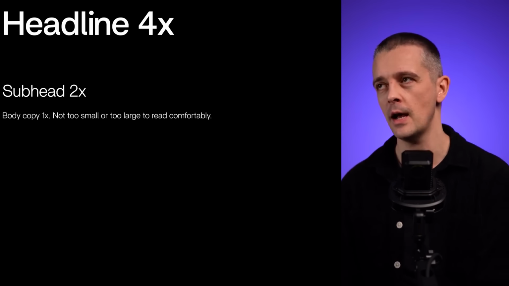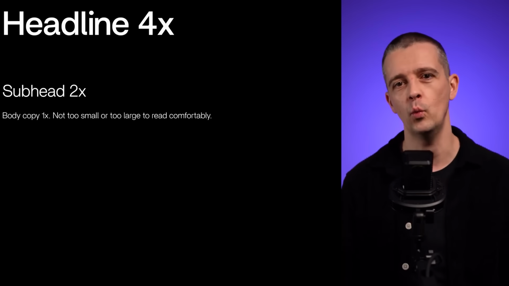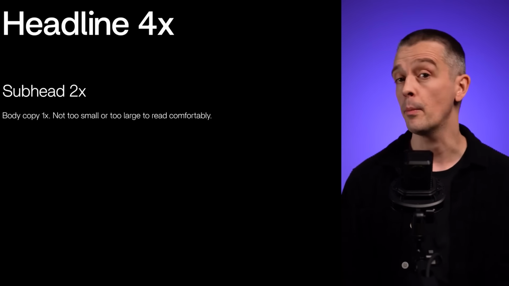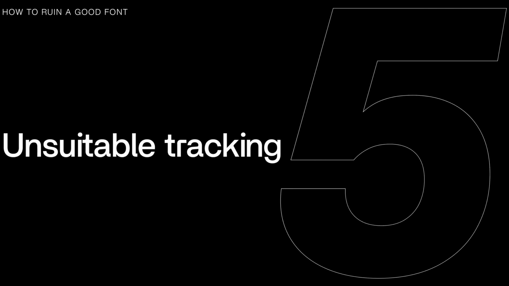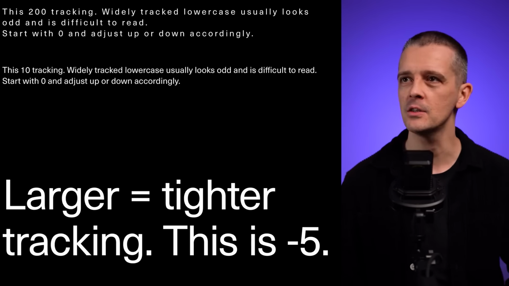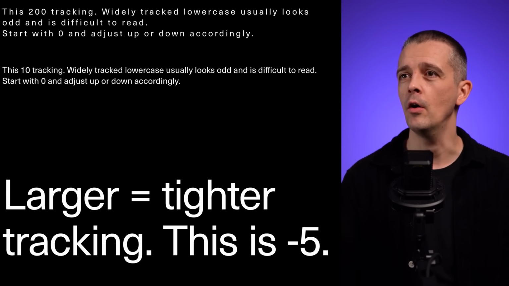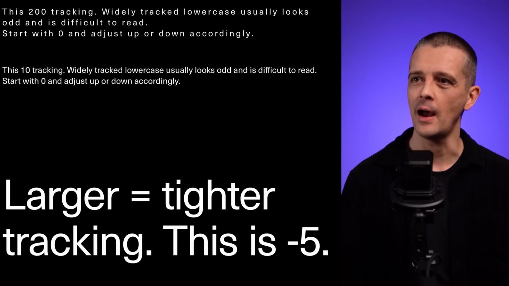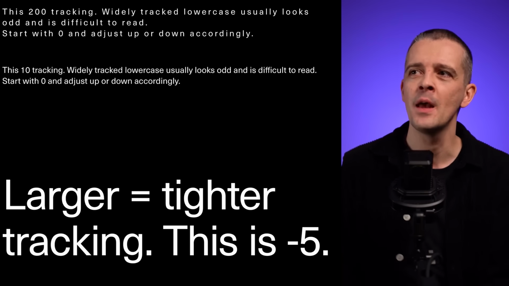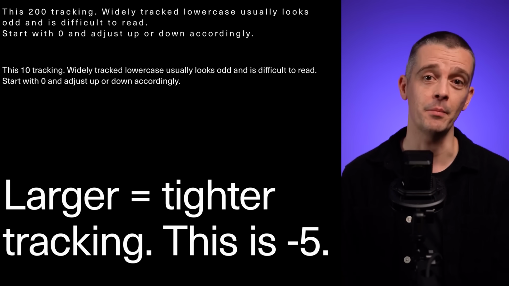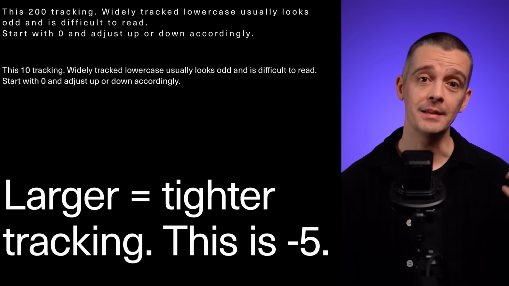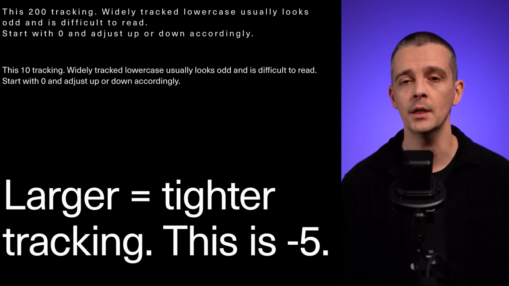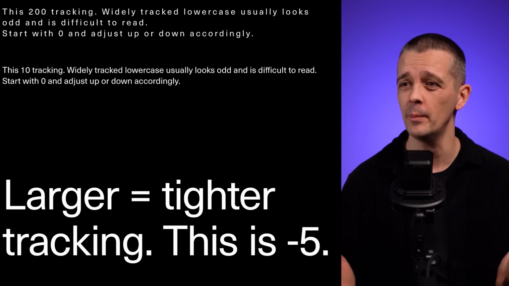I think a lot of digital designers often throw around all these different weird point sizes, and it can lead to a bit of a mess. So try and have some order to your point sizes. Number 5, unsuitable tracking. Tracking is the space between all the characters on a line. You can see at the top, wider tracking, that's 200. And the second line there, we have narrower tracking at 10. When you track lowercase type widely, it looks odd. It's difficult to read. So I would start with 0 for body copy, or all your type really, and then just adjust it accordingly. Does it need to go a little bit narrower?